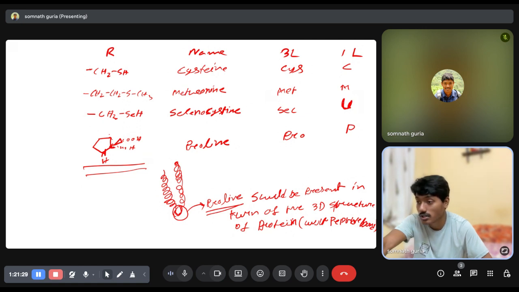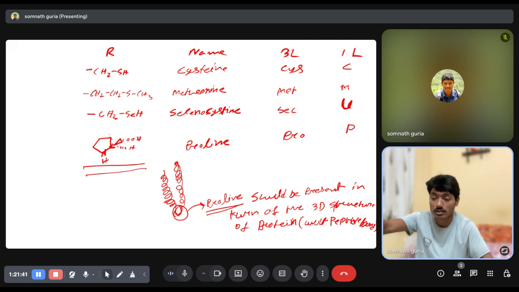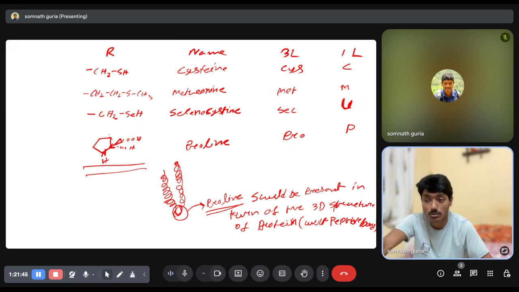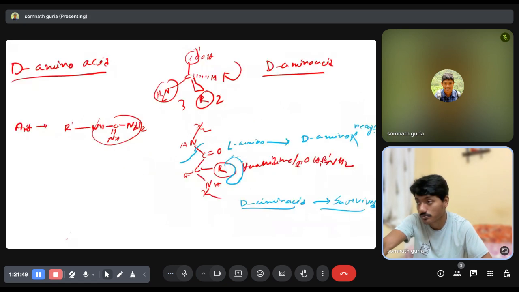Proline is an amino acid which can be found in a turn of any 3D peptide chain. Wherever a turn is observed, proline will be found. The proline actually helps the turn of the peptide bonds.